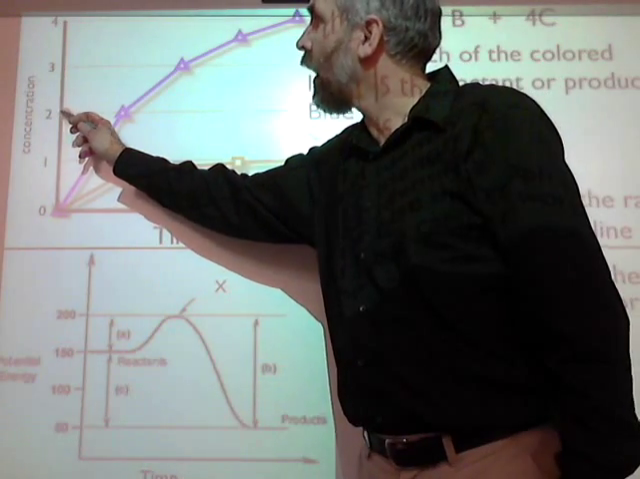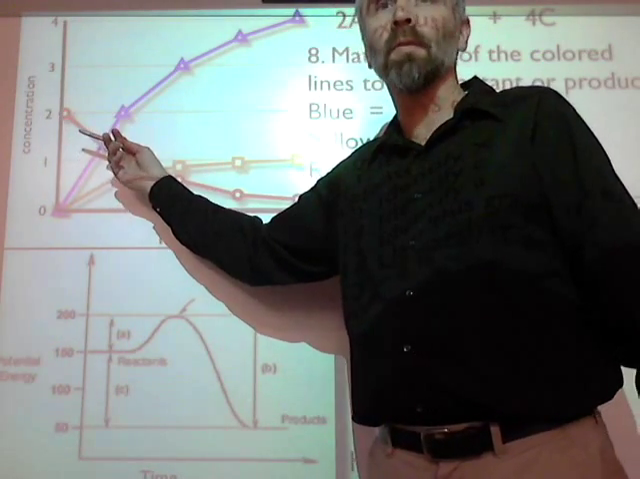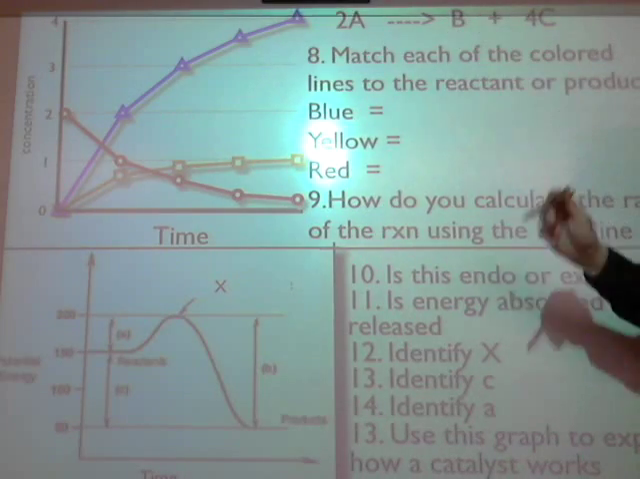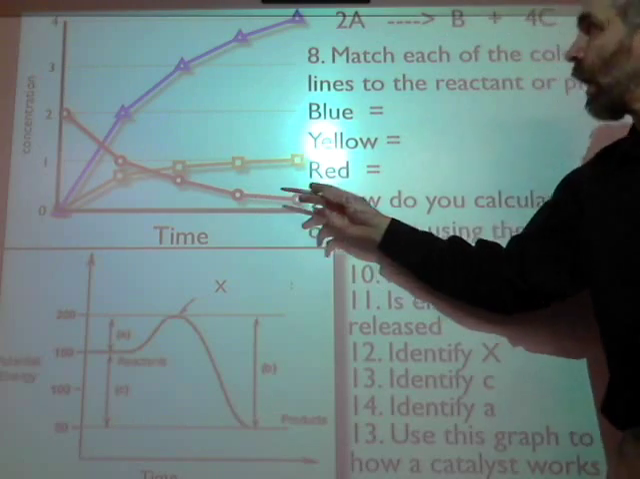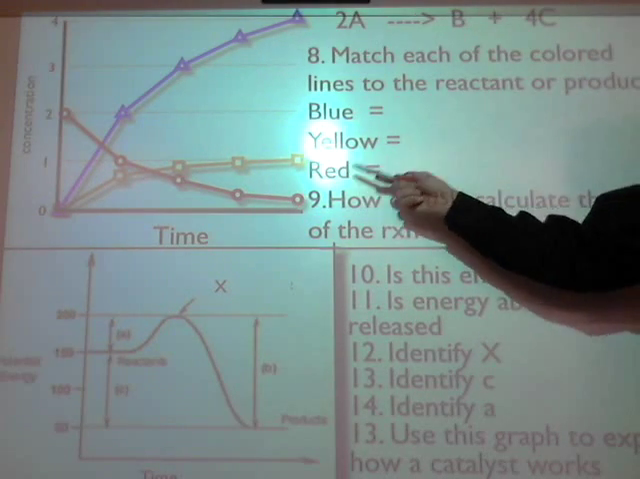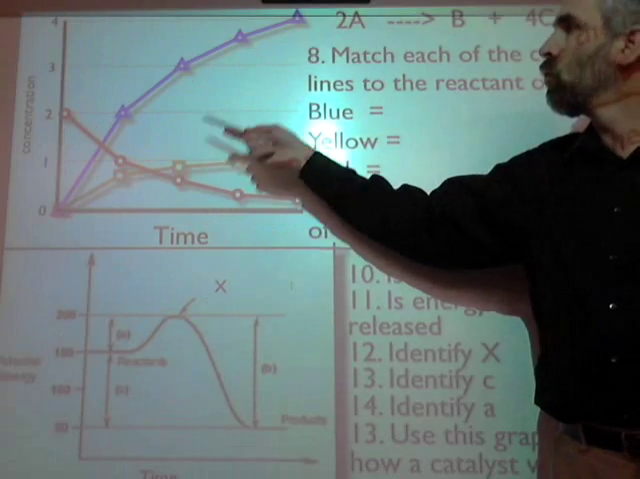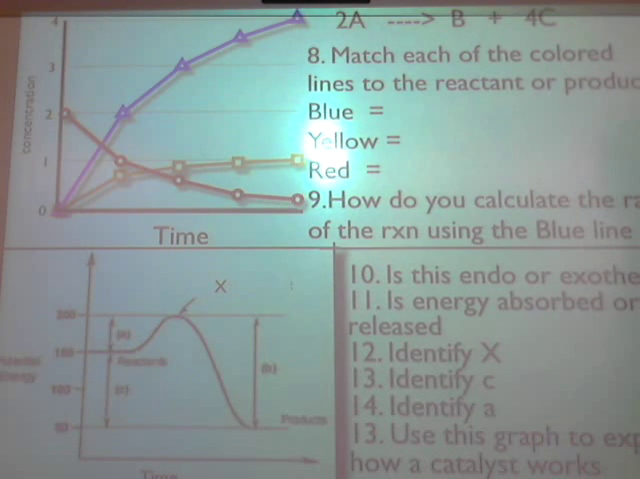The one that starts at 2 must be a reactant. The one that starts at 3 or 1 must be a reactant. And if it ends at 0, it must have been a reactant. So A must have been the red line. The yellow line must be B. And blue must be C. Got it? You all have that down, I would hope.